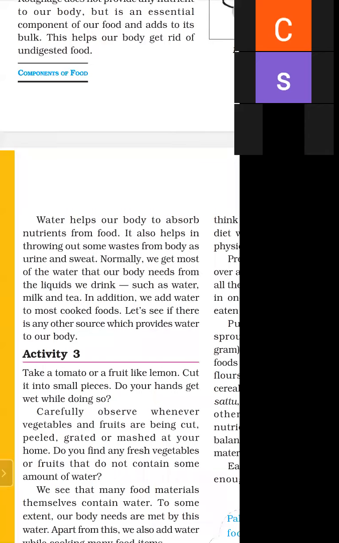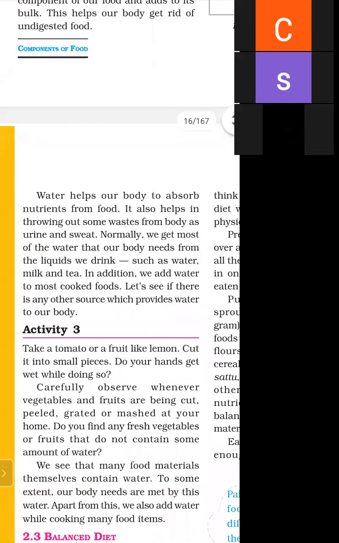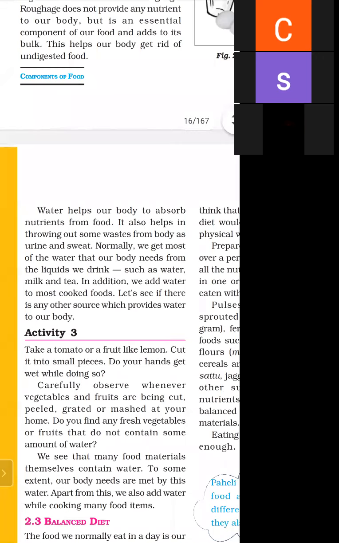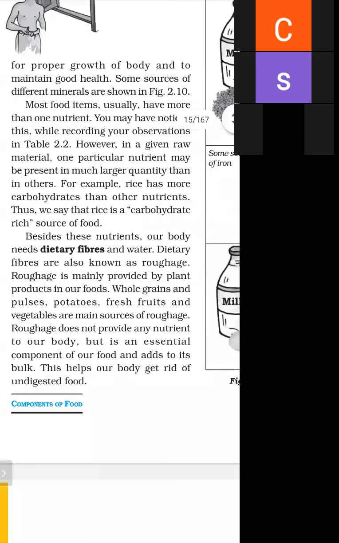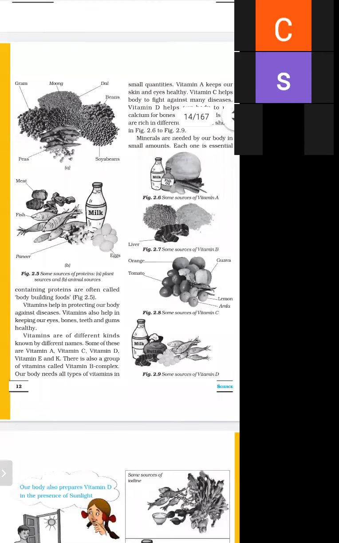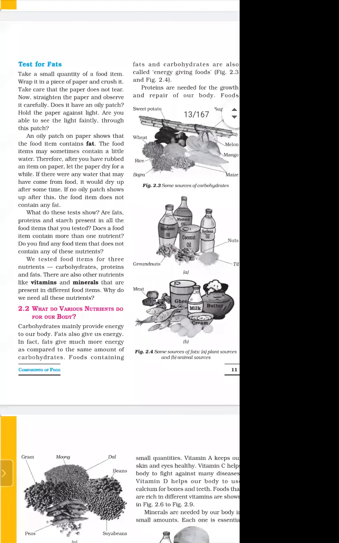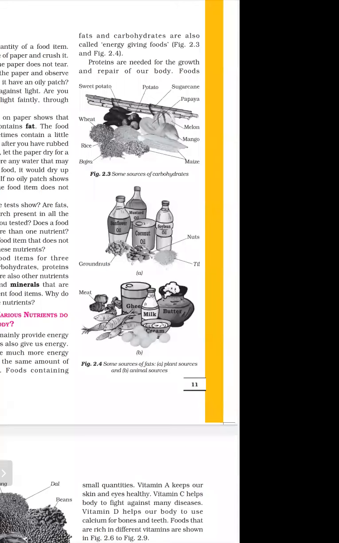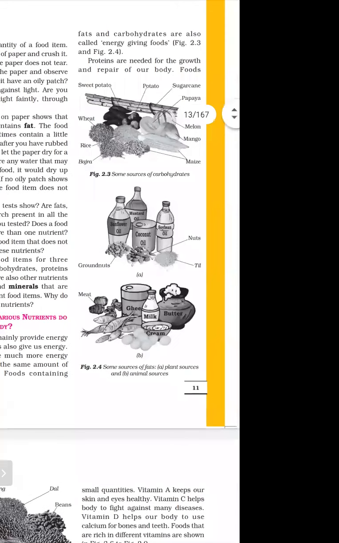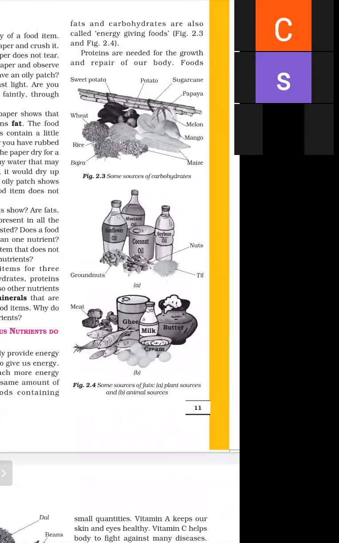So what is the function of water? As we studied earlier, we can obtain water from fruits as well. So the first component is carbohydrates and fats. Carbohydrates and fats are called energy giving food, and these are the sources of carbohydrates, and these are the sources of fat. Figure 2.3 shows the sources of carbohydrate, and the second component is fat. There are two kinds of sources: firstly plant sources, second animal sources.